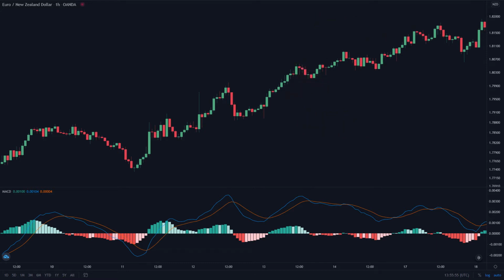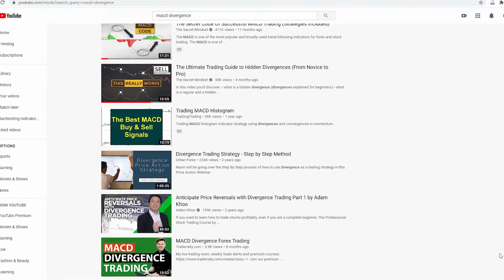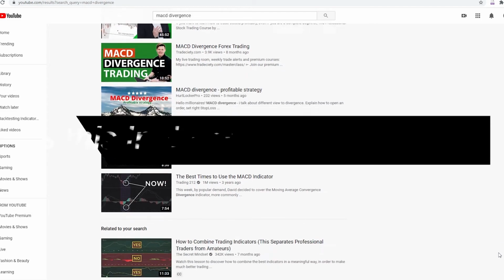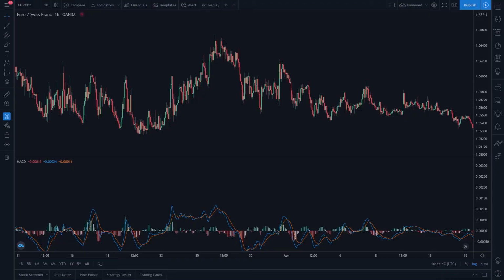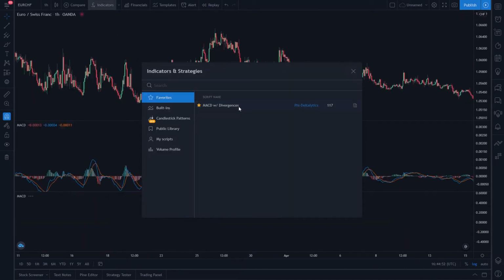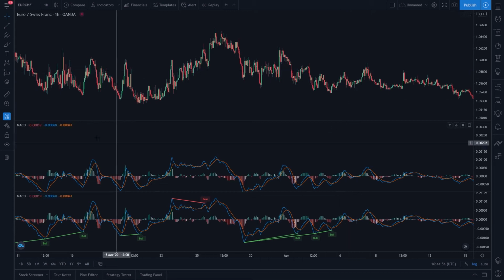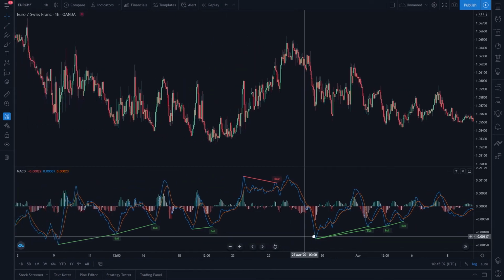But this indicator is largely promoted towards beginner traders, so I need to test it out for myself and reveal, is this indicator actually worth trading? So, because a divergence is very hard to spot with the naked eye, I am instead using this indicator on TradingView called MACD with divergences. It really helps me spot divergences in the MACD indicator by giving me signals like this.